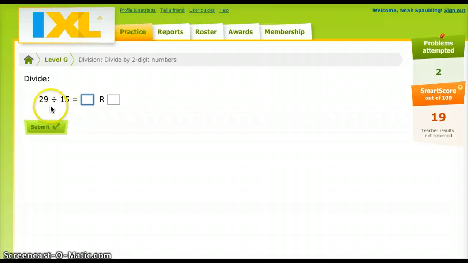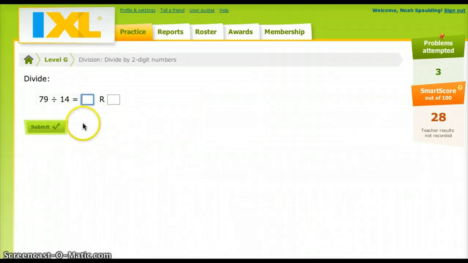Okay, here, what times 15 would give me as close as I can to 29 without going over? Well, 1 times 15 is 15. 2 times 15 is 30, so I actually go over. So it would be 1, and then I would have 14 left over, or the remainder.